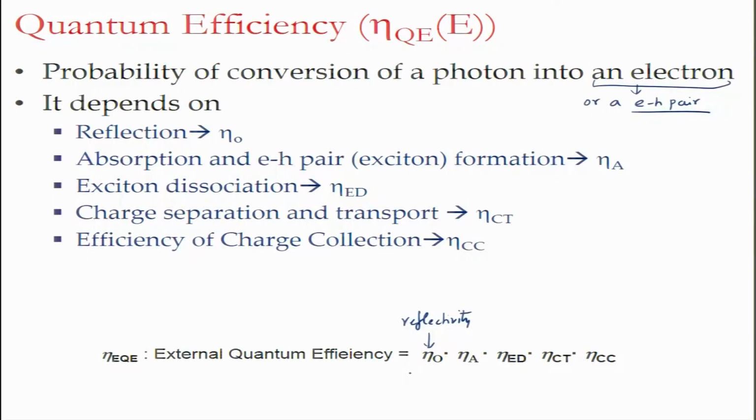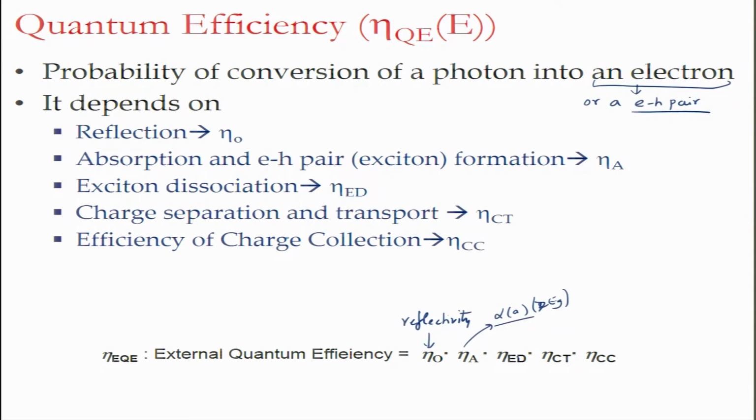So, basically you would like to minimize the reflection losses, which means you would like to make this eta O close to 1. Then we have eta A, which is absorption. So, basically above the band gap all the energies must be absorbed. So, you want to maximize this absorption efficiency. This is related to alpha A and the band gap. And above the band gap basically you would like to absorb everything.